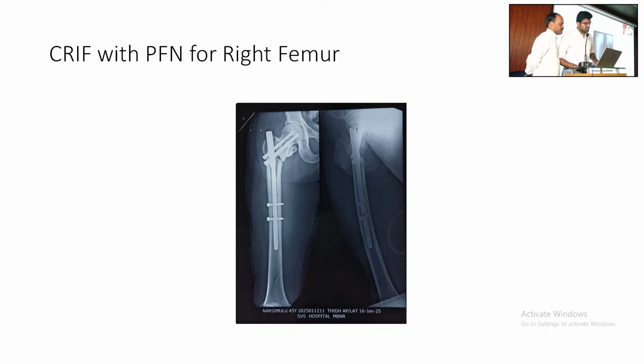We have done closed reduction internal fixation with PFN for right femur, sir. Next.